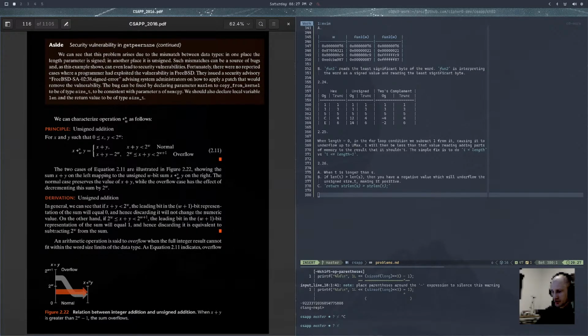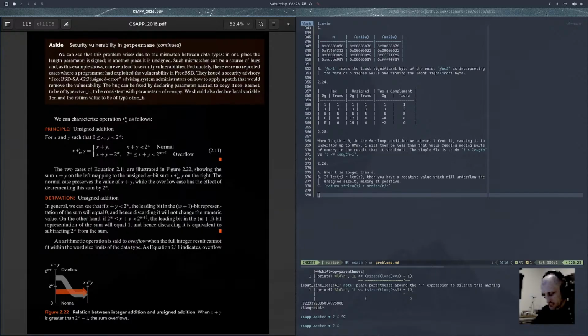We can see that this problem arises due to the mismatch between data types. In one place, the length parameter is signed. In another place, it is unsigned. Such mismatches can be a source of bugs, and as this example shows, can even lead to security vulnerabilities. Fortunately, there were no reported cases where a programmer had exploited the vulnerability in FreeBSD. They issued a security advisory, FreeBSD SA-02:38.signed-error, advising system administrators on how to apply a patch that would remove the vulnerability.